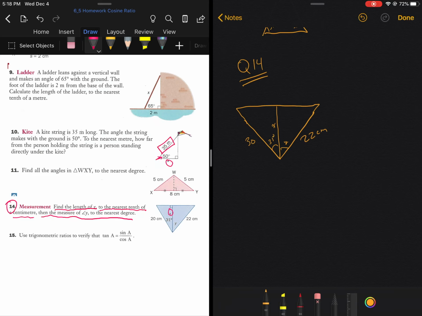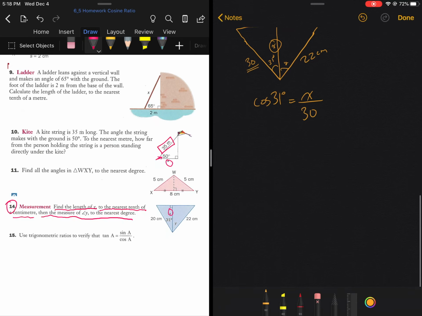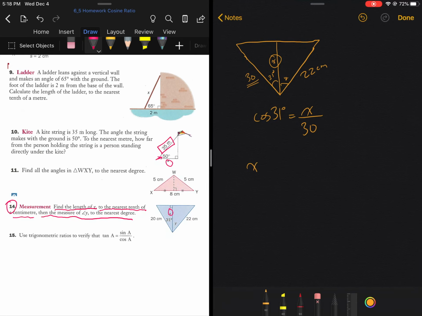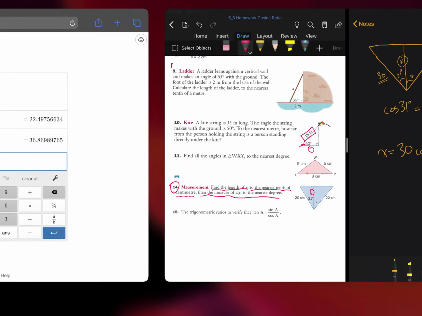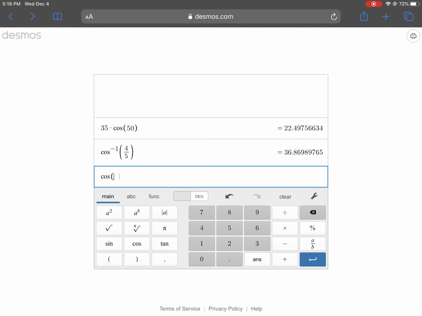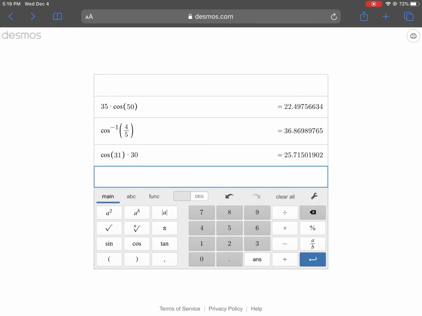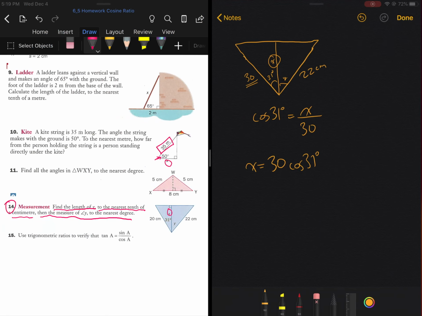Well, here's our angle, 31. Our hypotenuse is right here. This is our adjacent side. So cos of 31 degrees equals adjacent, which is x, over hypotenuse, which is 30. So x is equal to 30 times cos of 31 degrees. So let's try that. Cos of 31 times 30 equals 25.7.